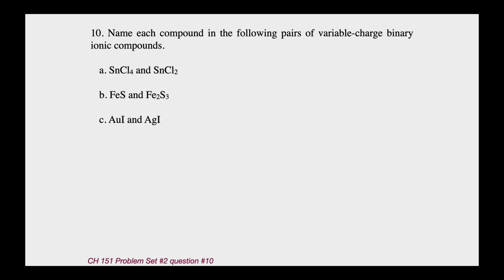Now, the key to figuring out what the number is on the metal is through the nonmetal. So, for example, in A, chloride is always -1. So in SnCl4, that means 4 -1 chlorides. And that tin is going to have to balance it with a +4 charge. All of these compounds are going to have equal positives and negatives. So the first one would be tin(IV) chloride, where the 4 represents the charge on the tin. No problem. And the second one, because again chloride is -1, but there's only 2 of them this time, that would be tin(II) chloride.